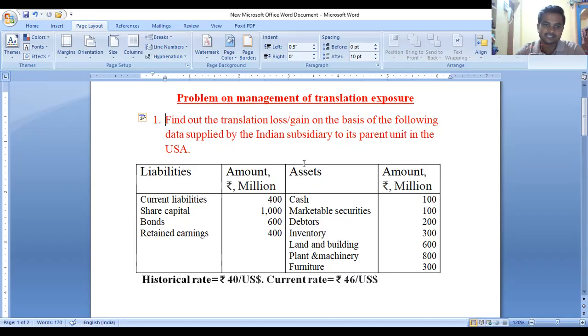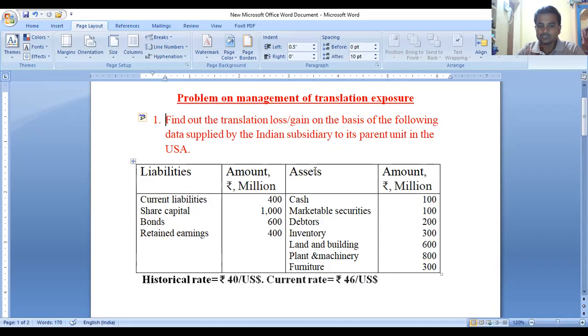Look at the liabilities. The first column is liabilities, the second column is the amount in rupees in millions. Current liabilities are 400 million. Share capital is 1,000 million rupees. Bonds are 600 million. Retained earnings are 400 million. Current liabilities are 400 million. Share capital is a long-term liability, bonds also, and retained earnings also.